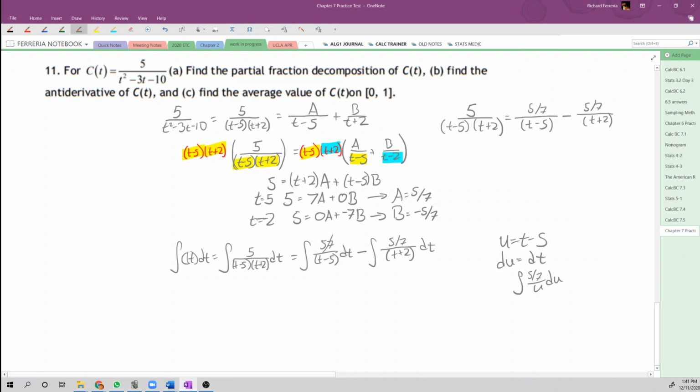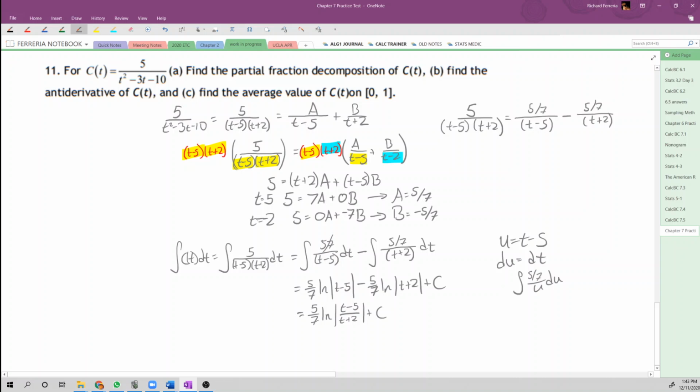But I'm going to skip that step and just go right to, this is 5/7 the natural log of absolute value of t minus 5 minus 5/7 the natural log of absolute value of t plus 2 plus constant. Of course, you can use properties of logs to turn this into the natural log of t minus 5 over t plus 2 plus constant.